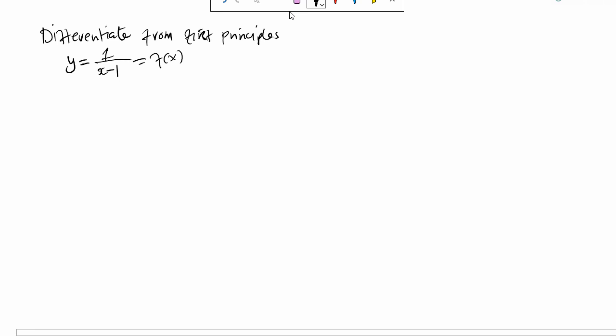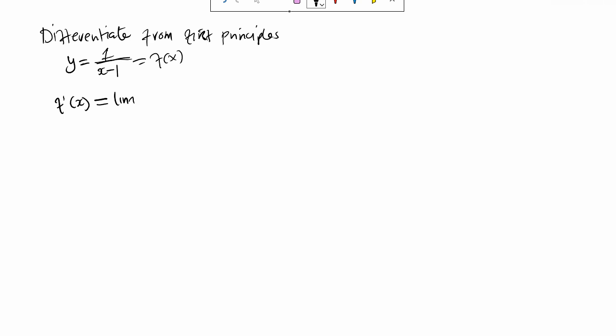Differentiation from first principles of a function of x. Given the function y equals 1 over x minus 1, and differentiating from first principles, that means that f prime, the differential coefficient, which I shall call f prime x, is given by the limit when change in x approaches 0 of the function of x plus change in x, subtract the function of x, and then divide everything by change in x.